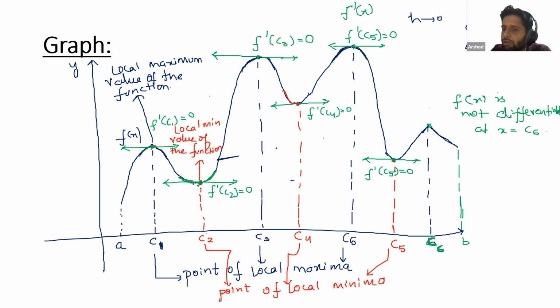And this is a point of local maxima. So local maxima and minima you will get at the critical point. What's the critical point? The point at which the derivative is 0 or the function is not differentiable. I hope this is clear to everyone now. If you wish, you can mark in your graph the same thing which I have mentioned here: f dash C1 is 0, this is 0, this is 0, function is not differentiable.